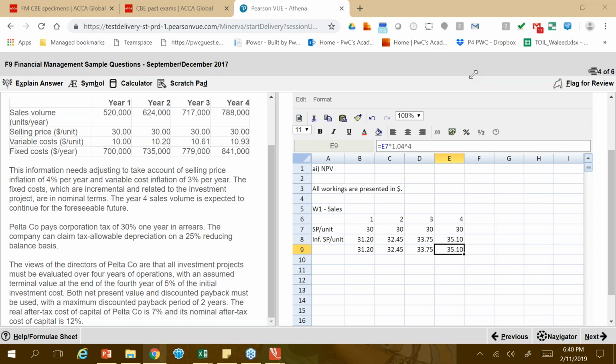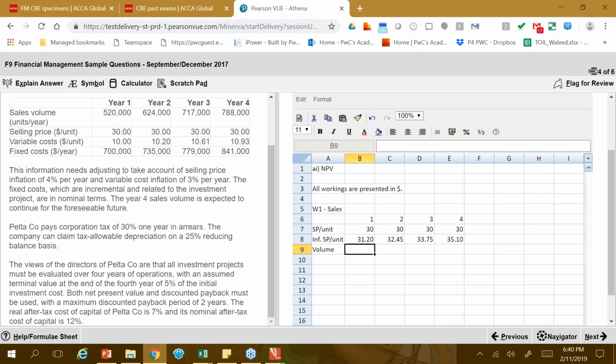Let's take the volume. The volume is 520,000, 624,000, 71,000, and 788,000. And we'll get the total sales now.